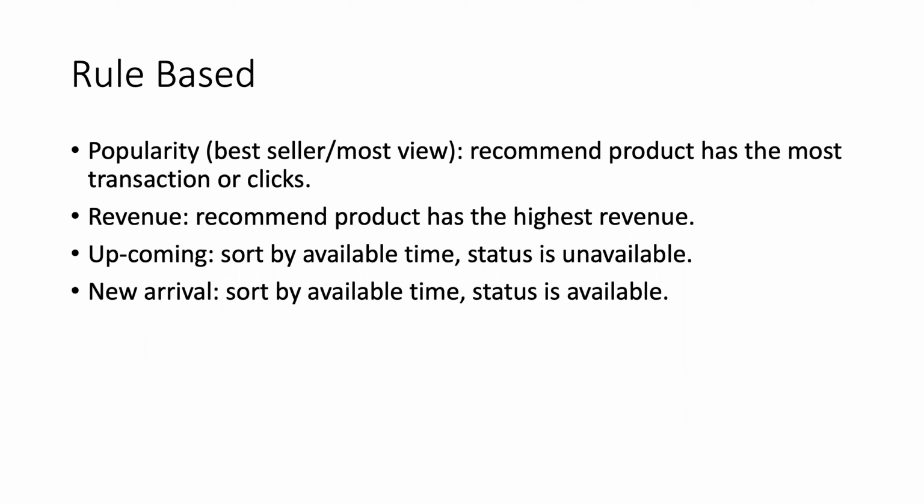For upcoming products, which is something in the future, the status here is unavailable. So we sort by the available time, where the next available product will be in the first place, and the second in the second place, and so on and so forth. New arrival is similar, but this is something already available. So based on the available time, we give the first, the latest available product, and then the second one, the third one, and so on.